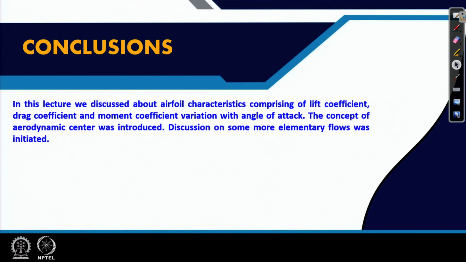So, in this lecture we discussed airfoil characteristics, which comprised the lift coefficient, drag coefficient and moment coefficient variation with angle of attack. The concept of aerodynamic center was introduced, and then we initiated some more discussion on elementary flows, where we looked at uniform flows once again, where we discussed the stream function concept, and we then developed the concept of source and sink flow. Thank you.